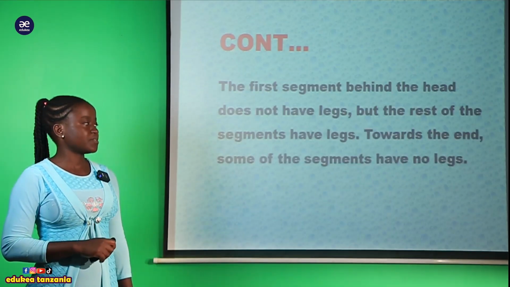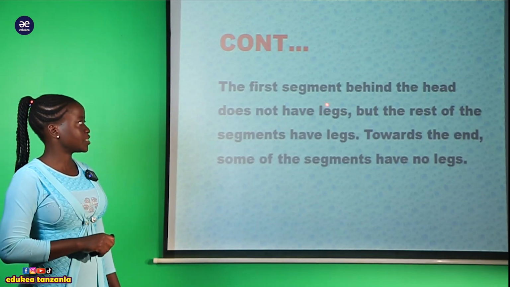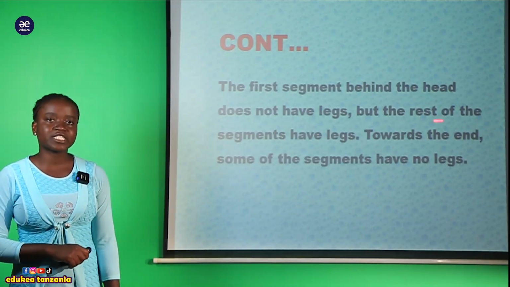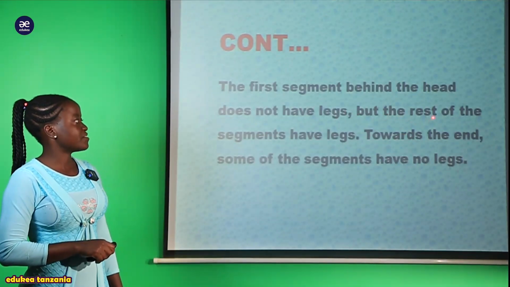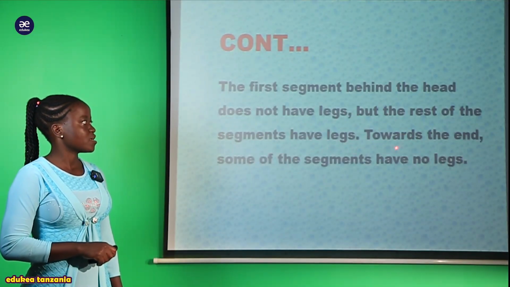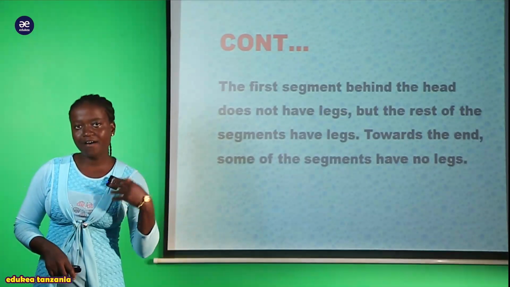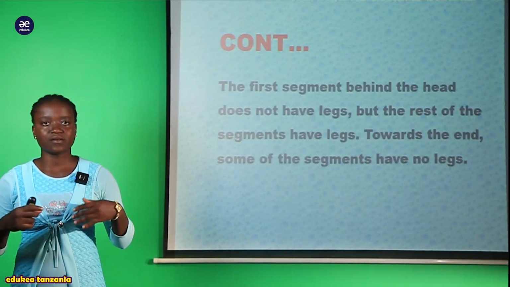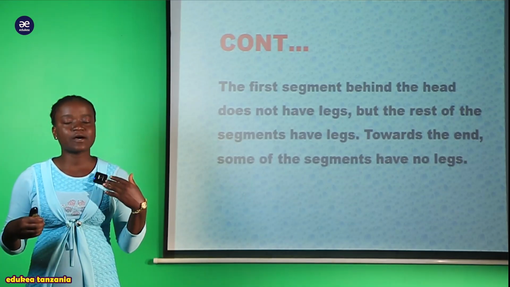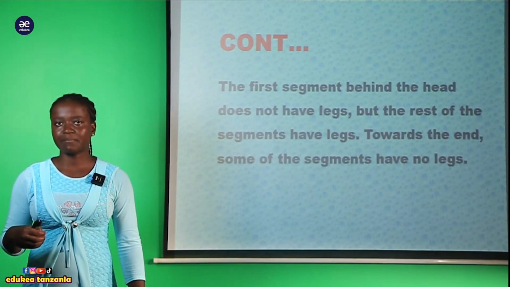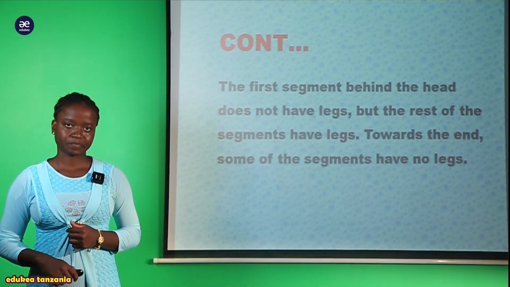So also, my students, you can say that the first segment behind the head does not have legs. The first segment that is behind their head does not have the legs. But the rest of the segments have the legs. Toward the end, some of the segments have no legs. Kwa hiyo sasa organism, the first segment ambayo inapatikana within their body inakuwa haina ile miguu, lakini sasa also on the last segment ambayo inapatikana within their body also does not contain legs.